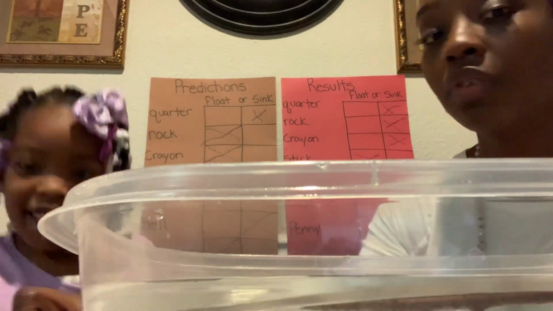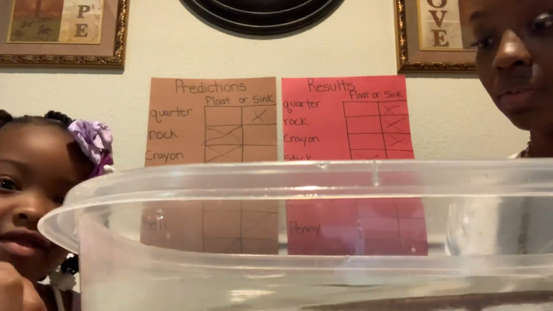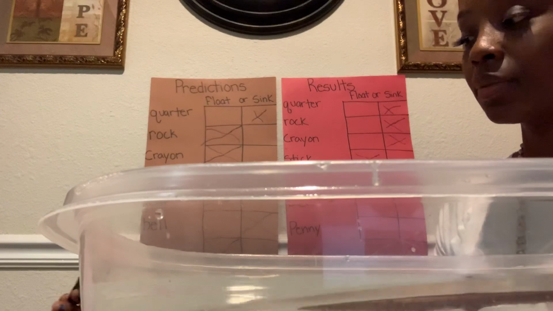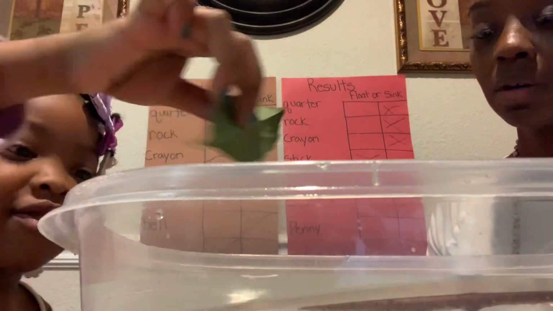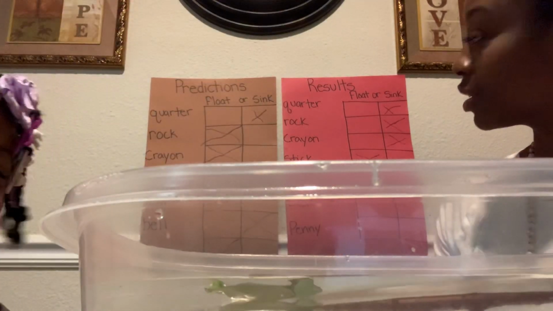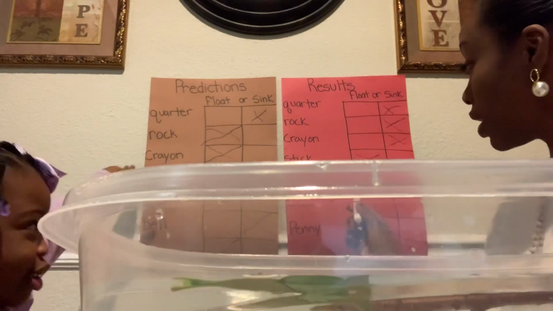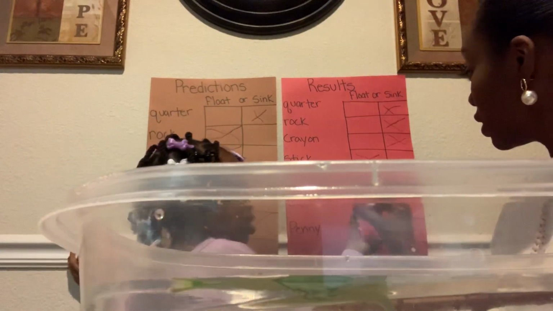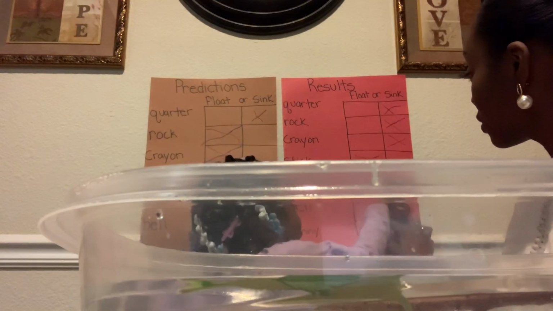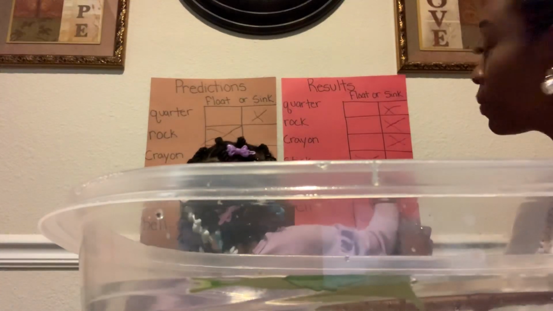Okay, now can you find the leaf and tell me if the leaf sinks or floats? Put it in the water. I think it's gonna go. Put it in the water. Go. I knew it was gonna float. So you knew the leaf was gonna float. Let's see. Float. Okay, go ahead and put an X for leaf. For float. Good job. Yay.